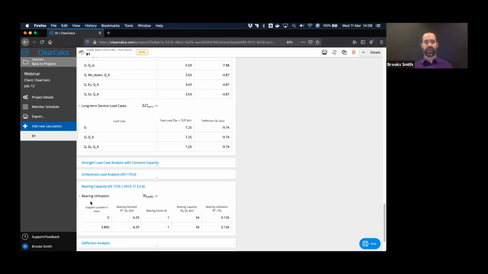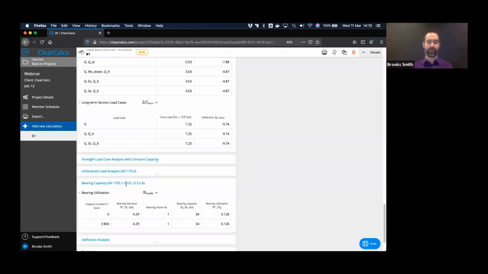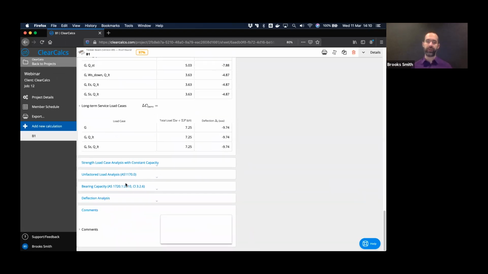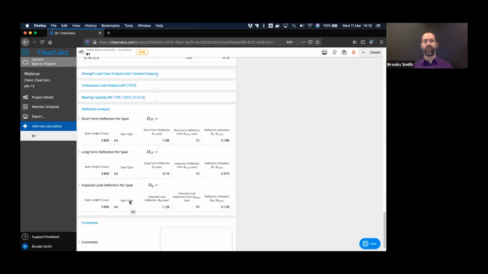Bearing has its own section here where we can see each of the individual support locations. We can see that K7 was calculated as 1 for both of those because they're both end supports. And see what the bearing utilization is for each of those. And you can also look at the deflection for each of the spans. We only have one span, so this isn't too exciting. Look at that section.